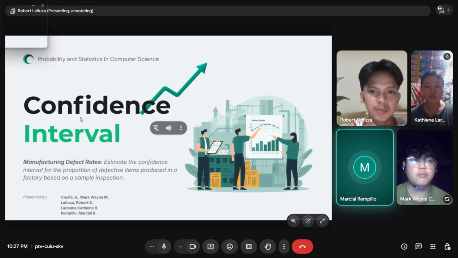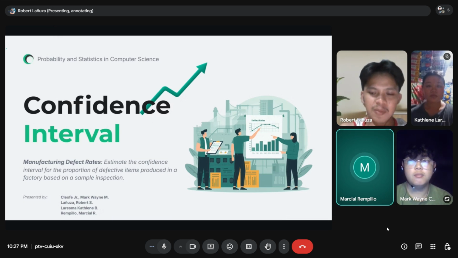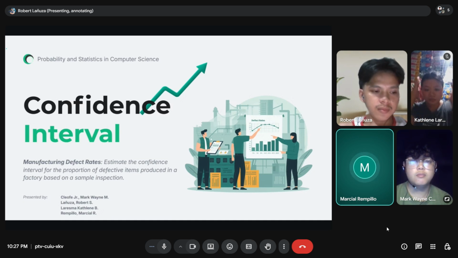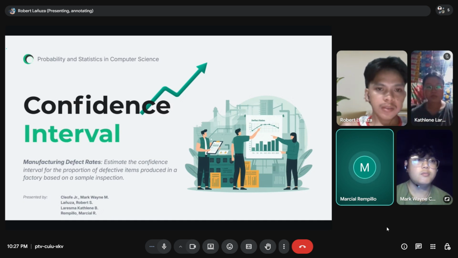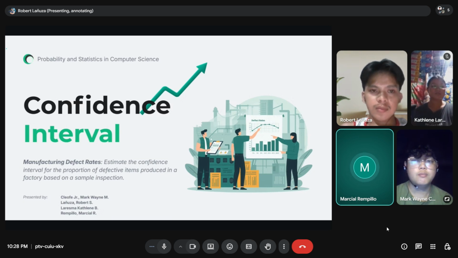Hello everyone! In this tutorial, we'll learn how to estimate a confidence interval for a proportion using a real-life example from manufacturing. In factories, quality control is essential, but instead of checking every single product, we often inspect only a sample. The question is, how can we estimate the true defect rate of all products using just a sample? That's where confidence intervals come in.